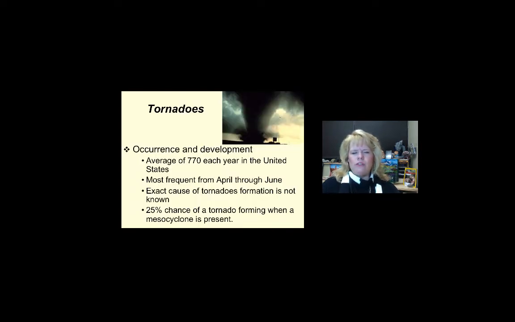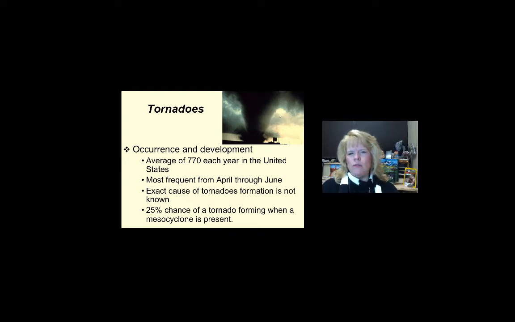Now, on average, 770 tornadoes occur in the United States that will actually turn into a storm that we need to be concerned about. The most frequent time frame is April through June, because remember, there are a lot more thunderstorms than there are tornadoes. We're not exactly 100% sure how they form. We're trying to learn that. That's part of the idea of tornado modeling.